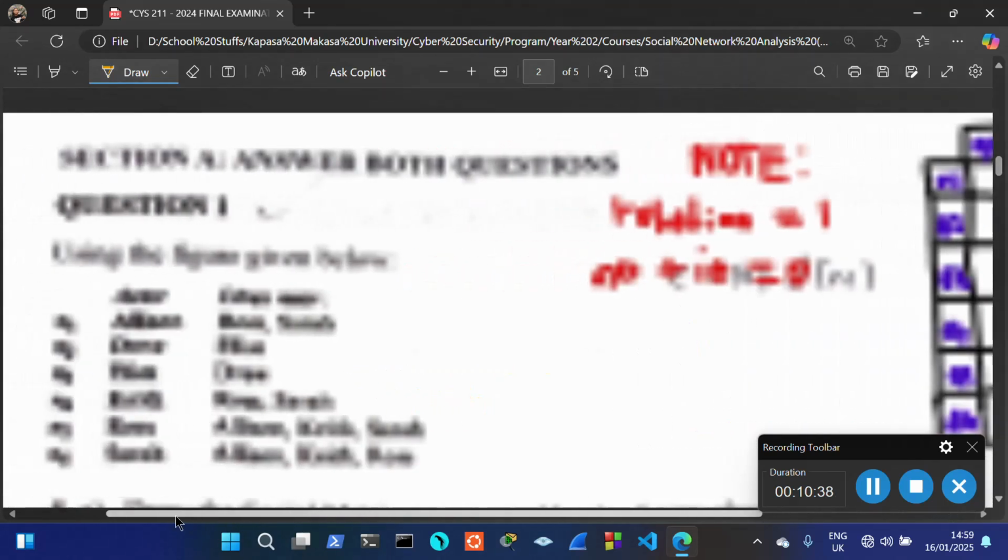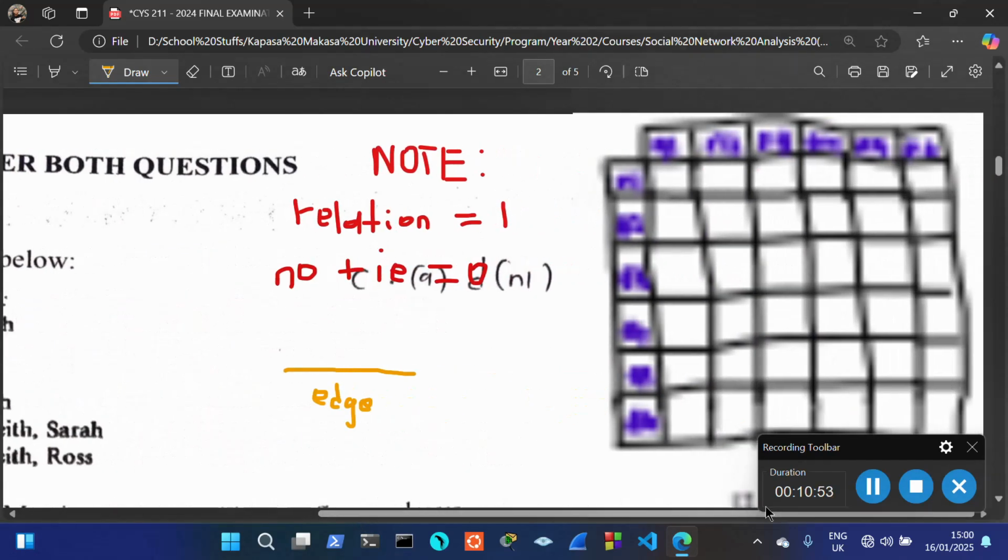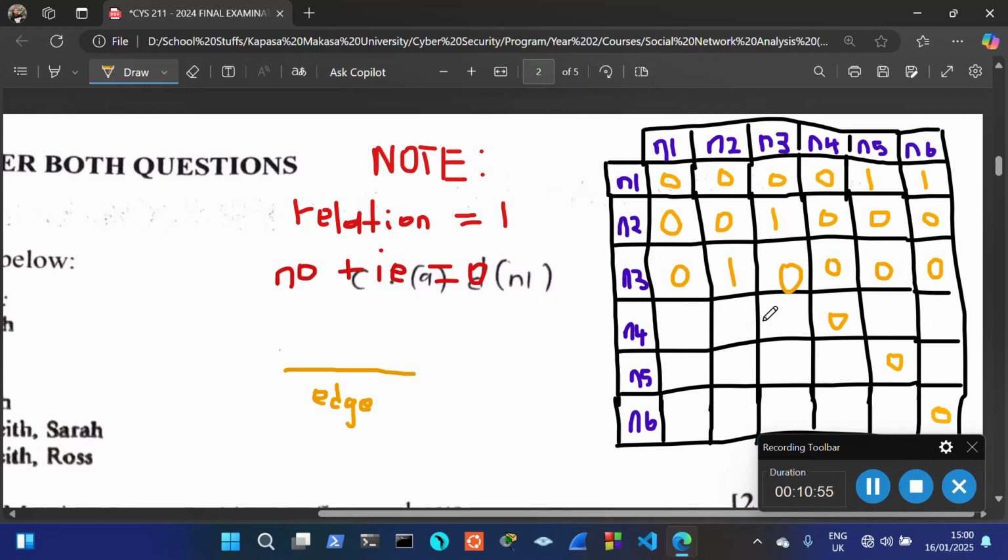Now, we have actors such as N4, who is Keith, and has a relation with Rose and Sarah. Rose is N5 and Sarah is N6. So we are saying N4 has a relation with N5 and N6, just like the first actor did. We indicate that, and here we indicate zeros because no tie or relation exists.